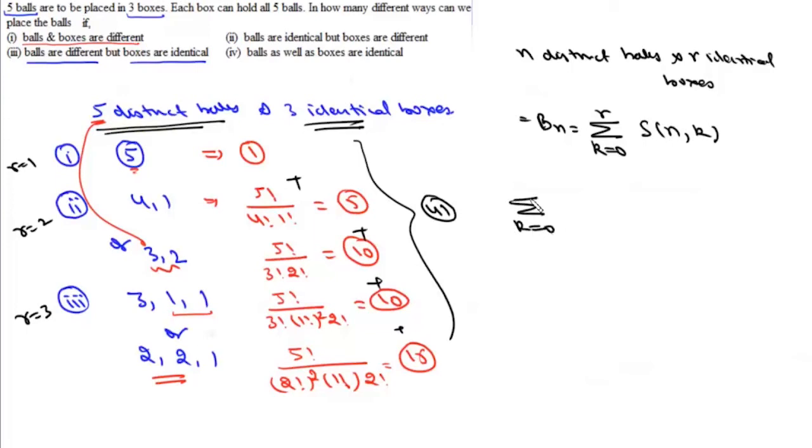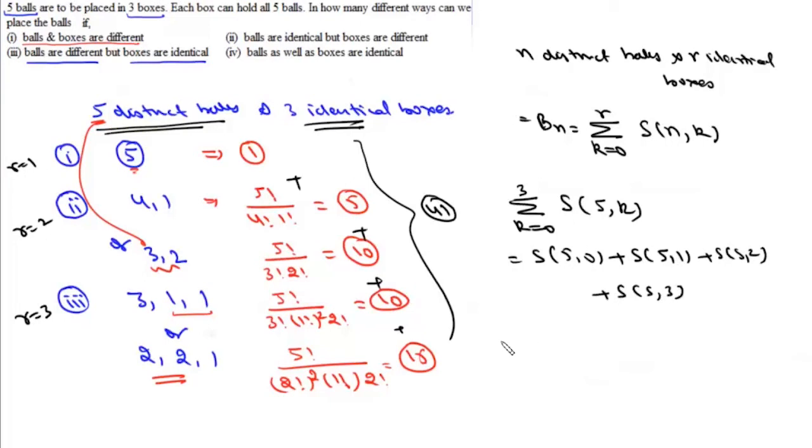So for this case, we'll need to find this summation. k varies from 0 to 3 of S(5,k), which is S(5,0) plus S(5,1) plus S(5,2) plus S(5,3). Now S(5,0) is 0, S(5,1) is 1, S(5,2) is 15 and S(5,3) is 25. So this value again comes out to be 41.